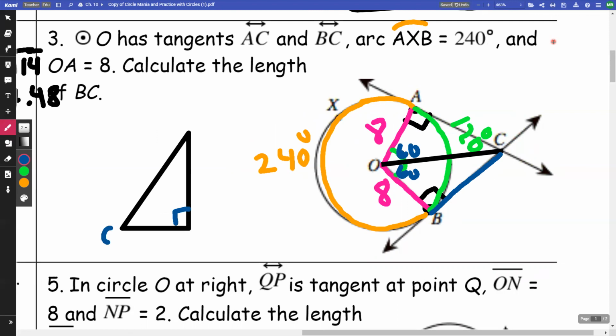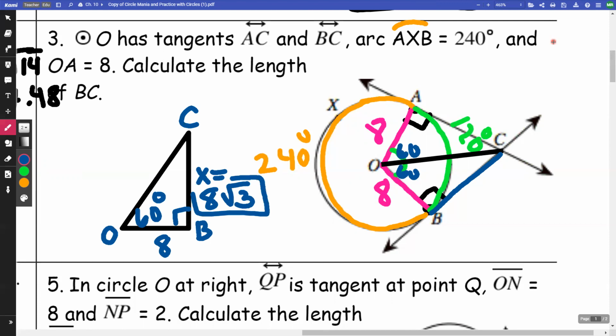If this is O and this is C and this is B, I know that this is 8. I know that this is 60, and I want to find that. So this is a 30, 60, 90 right triangle. So if that is 8, then this is going to be 8 root 3, and that is our answer.